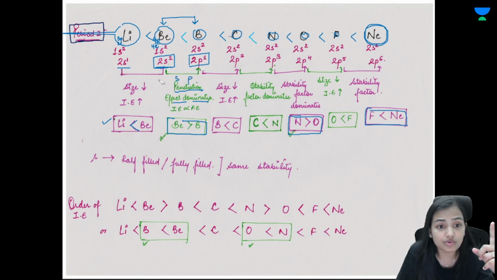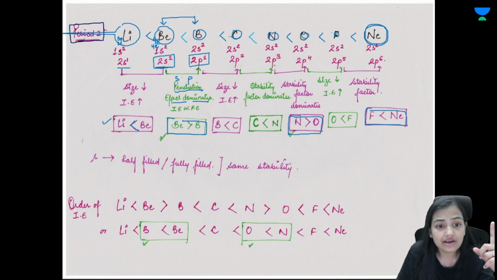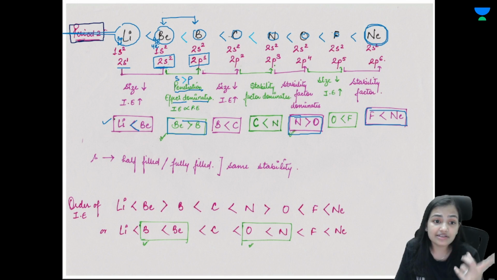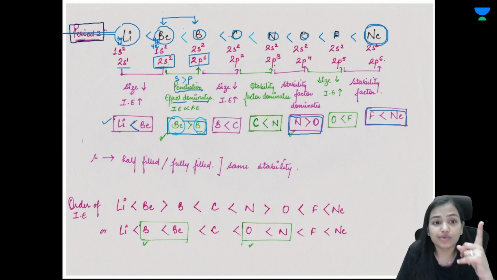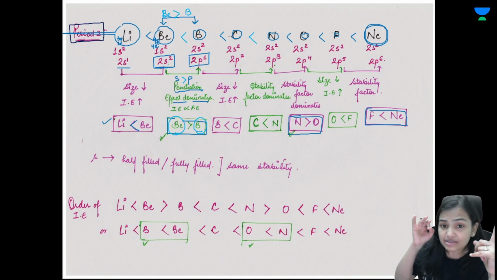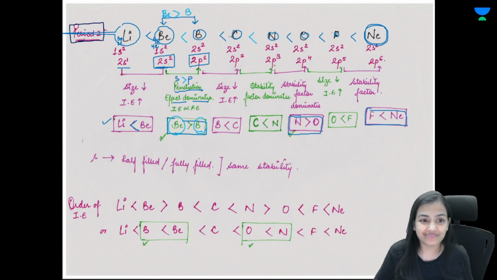Because of this, the ionization energy of beryllium will be greater than that of boron, because more energy is required to remove an electron from beryllium than from boron. So this is an important case. Please remember, beryllium's ionization energy is greater than boron's, and this is a question that could be asked the maximum number of times in your JEE paper. So here is the reason.